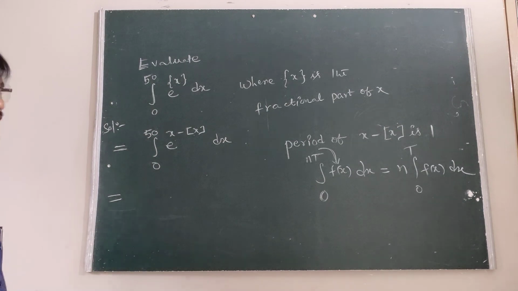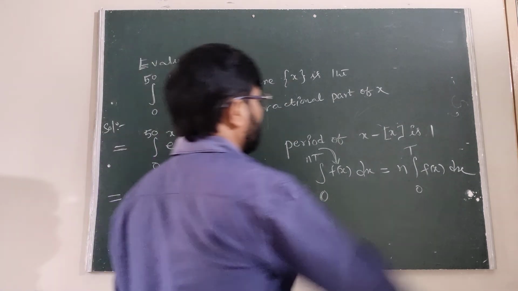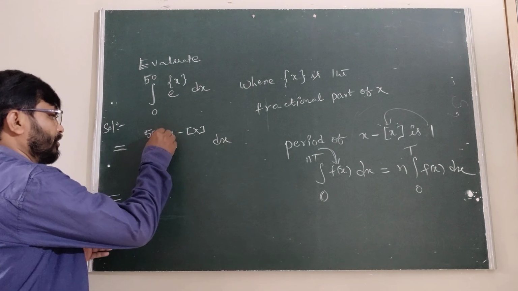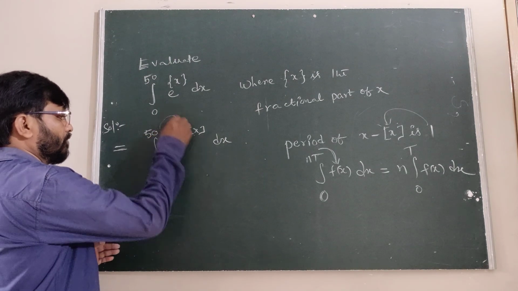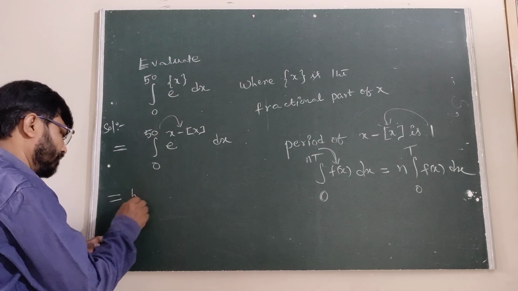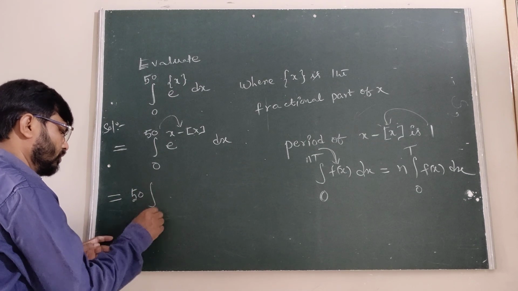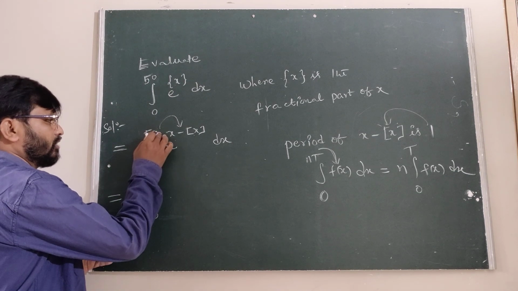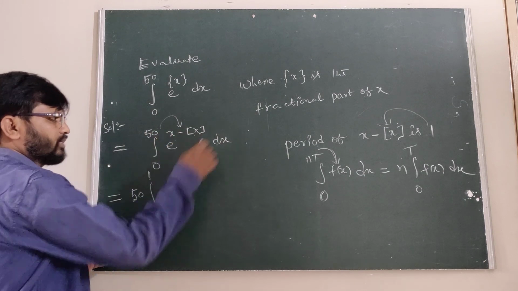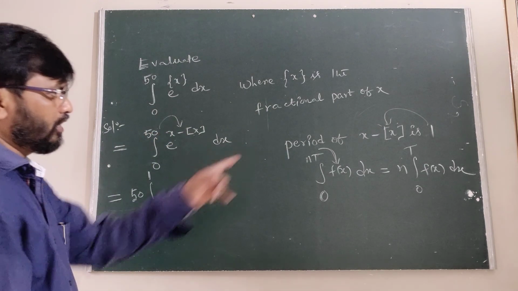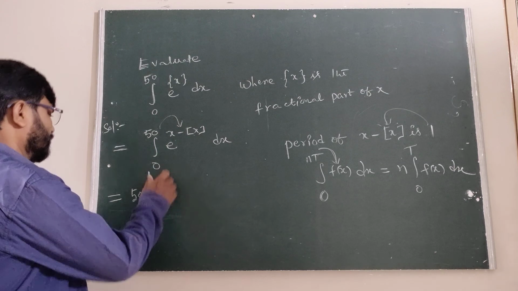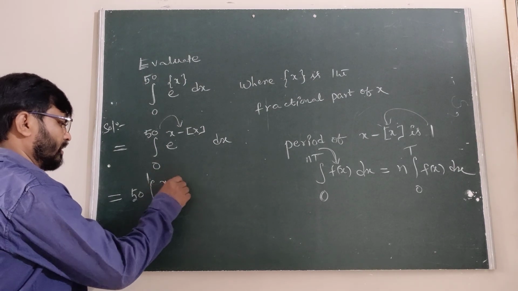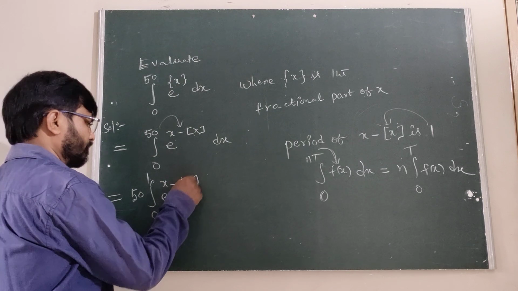Is it clear? 50 into 1, where 1 is the period of x minus step x. Now this can be 50 into 1. 1 is the period of this one. Now we can write 50, integral 0 to 1. Here n is 50, t is 1. Since x minus step x has period 1, you can write this as 0 to 1 e power x minus step x.